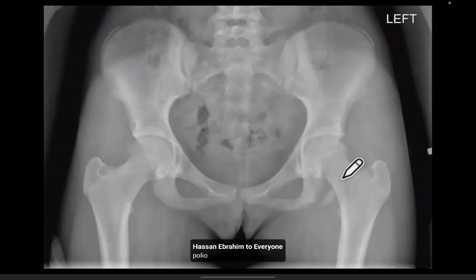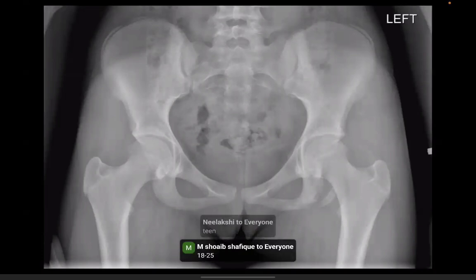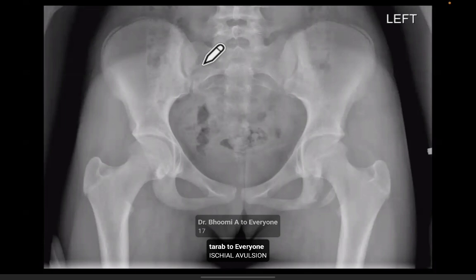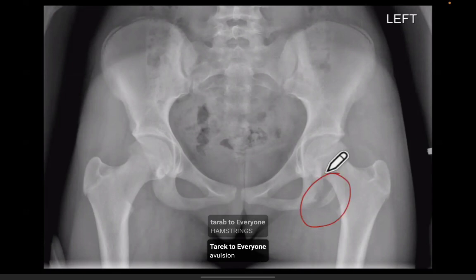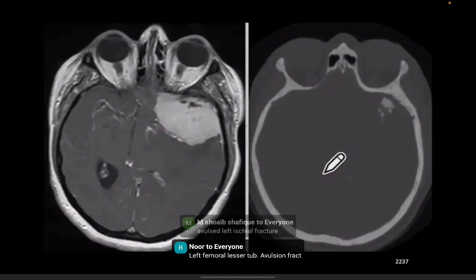Okay, how old is that patient? When you look at the iliac crest apophyses, they must be between 18 and 25. And therefore, this is a patient who's late adolescence and they've had a sports injury. Got an adductor avulsion. Yeah, adductor avulsion.